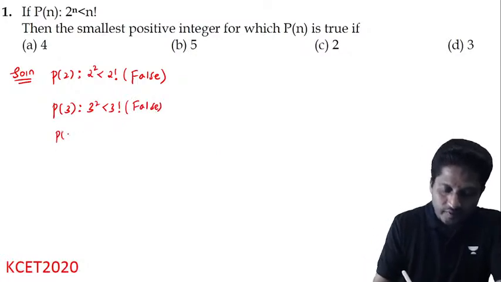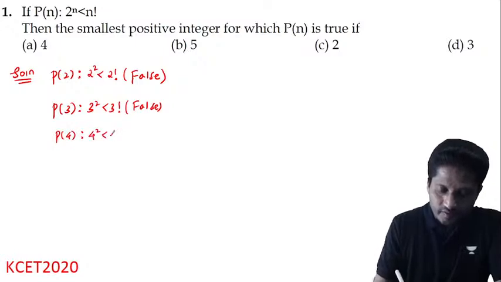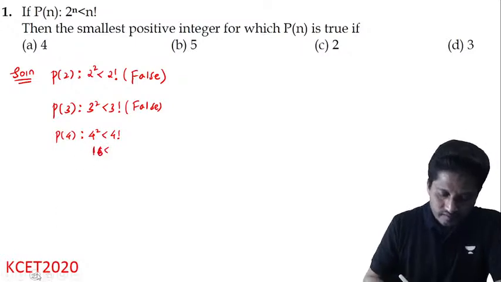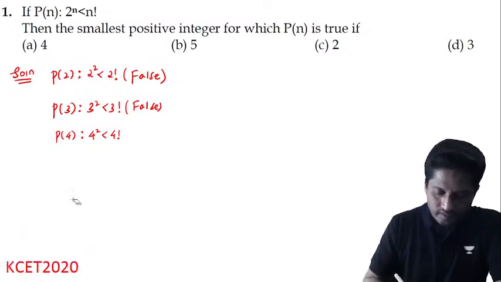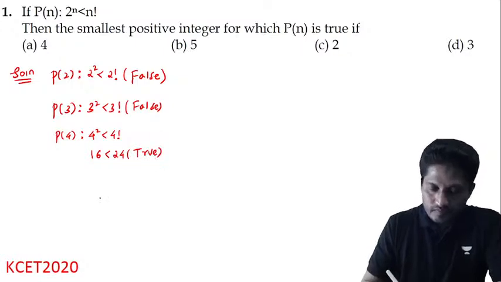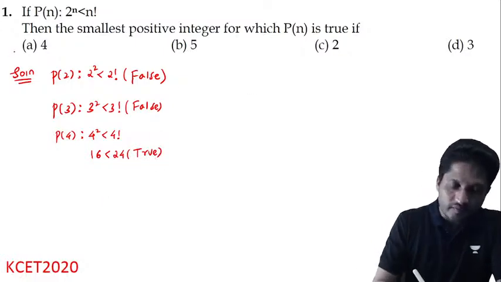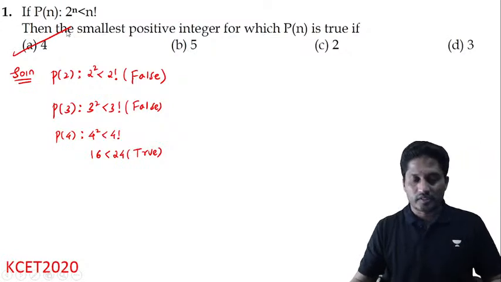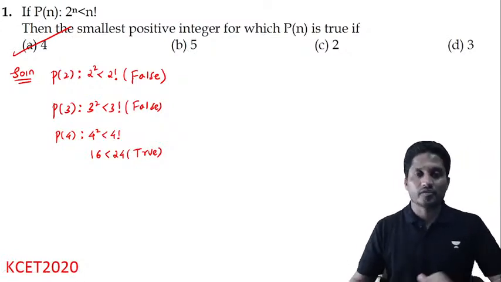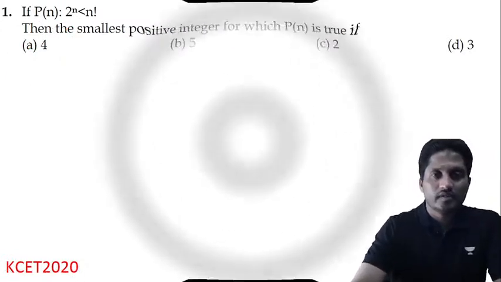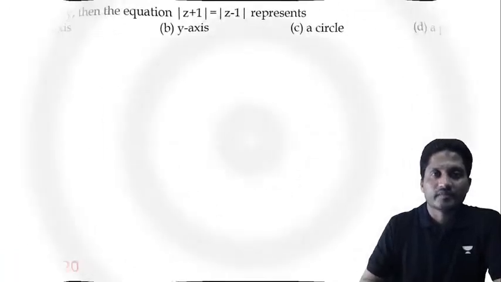Suppose I take p of 4. 4 square is less than 4 factorial. 16 is less than 24, since 4 factorial is 24. So 16 is less than 24, which is true. So the least positive integer for which p of n is true is 4. Let's move to the next question.